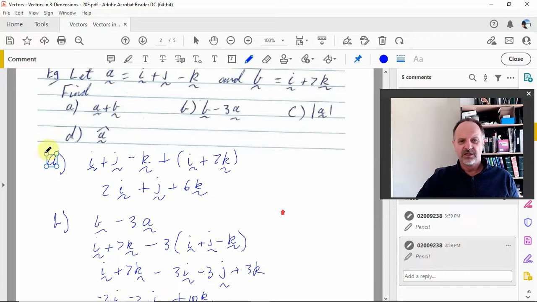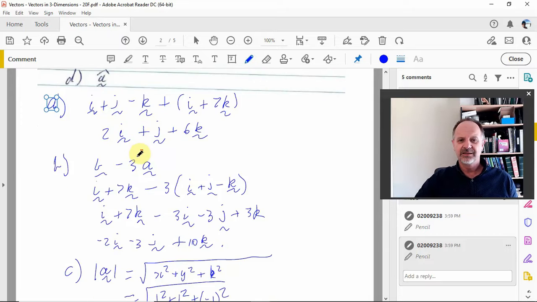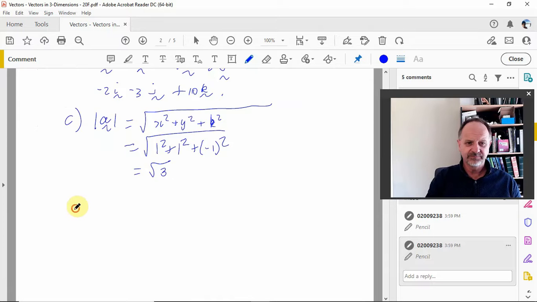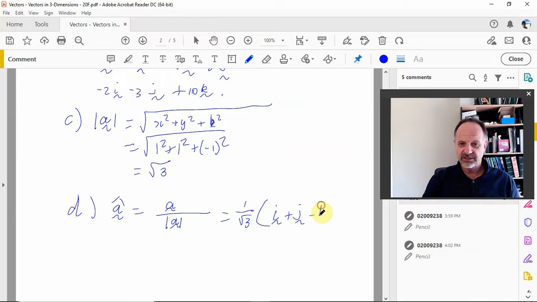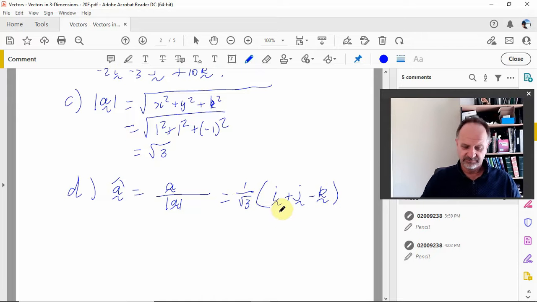which I believe would be then the square root of 3. So for the unit vector A hat, well, the same as we did in 2 dimensions. The unit vector A hat is simply our vector A over the magnitude of vector A. And there's a few different ways you can express that. One of them is 1 on root 3 times vector A, which is i plus j minus k. And other options, of course, could be i plus j minus k, all on root 3.